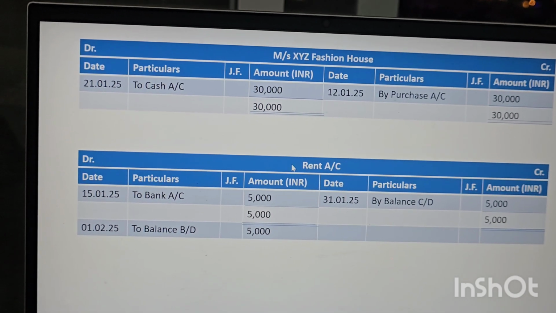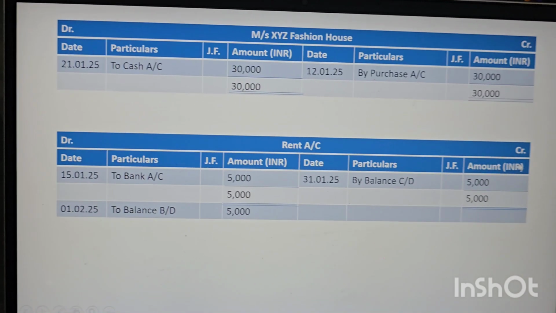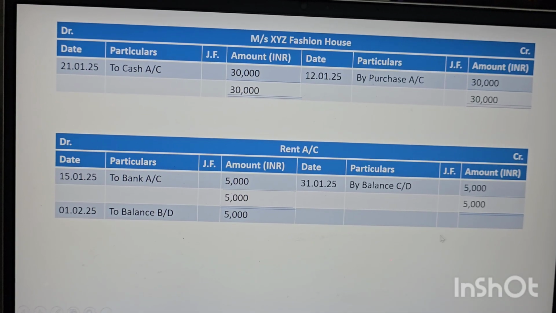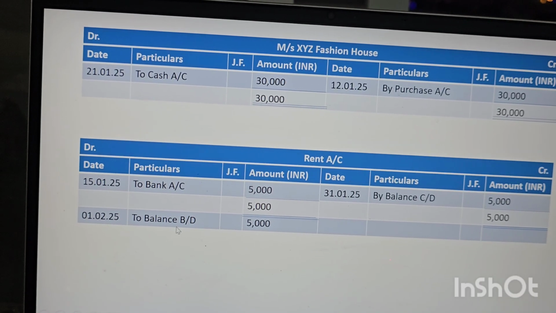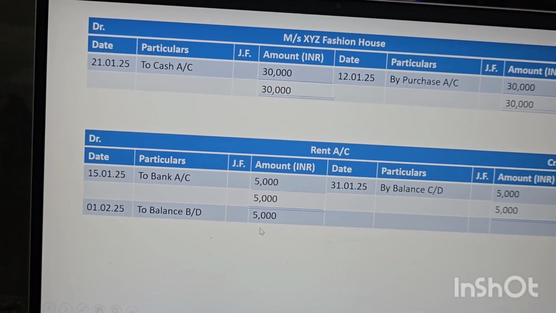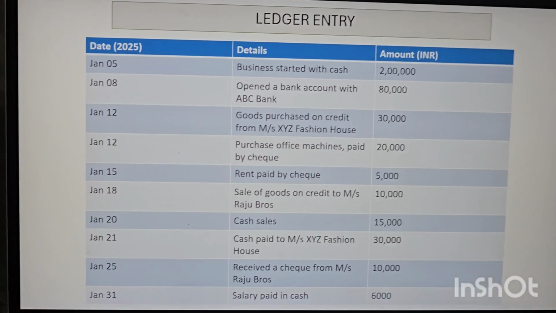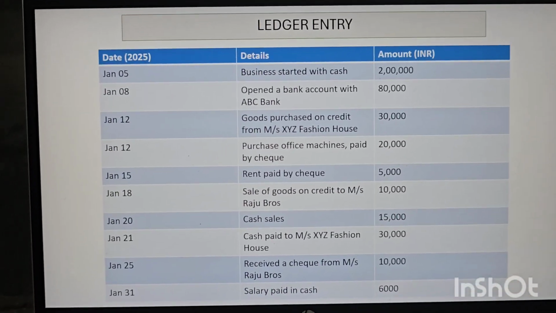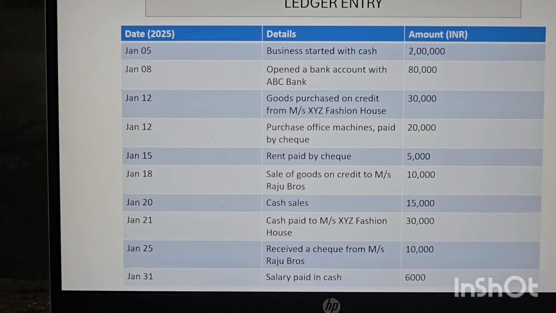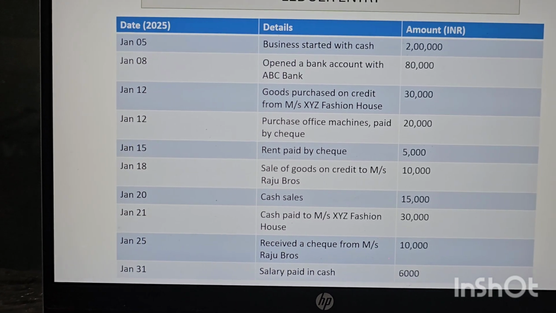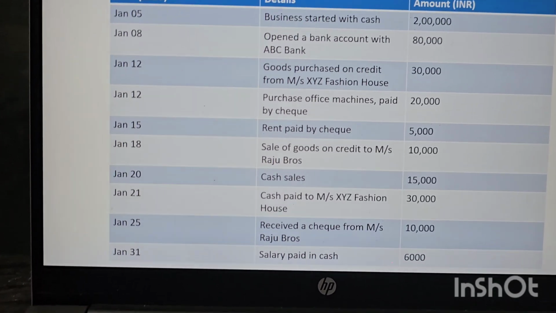Similarly for the rent, since the balancing number is on the credit side, you see the opening amount is being transferred to the debit side of 5,000. So this is how we pass on the ledger entries. As a refresher, ledger entries are nothing but just the journal entries being posted separately on the accounts. Instead of posting single journal entries, we are posting them as ledger entries.